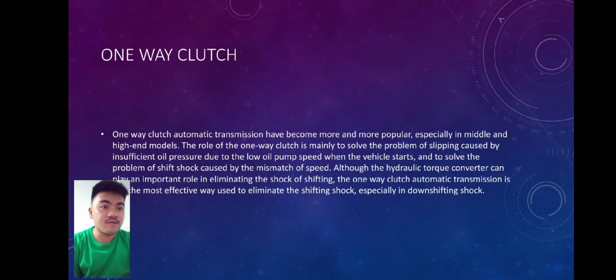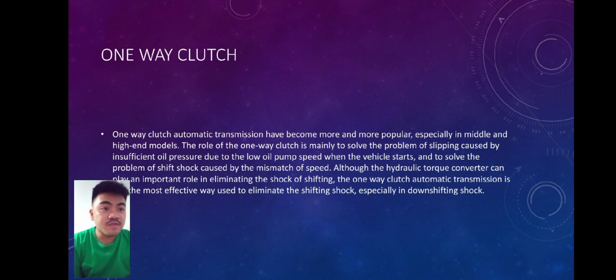One-way clutch. One-way clutch automatic transmissions have become more and more popular, especially in middle and high-end models. The role of the one-way clutch is mainly to solve the problem of slipping caused by insufficient oil pressure due to the low oil pump speed when the vehicle starts, and to solve the problem of shift shock caused by a mismatch of speed. Although the hydraulic torque converter can play an important role in eliminating the shock of shifting, the one-way clutch automatic transmission is still the most effective way to eliminate the shifting shock, especially in downshifting shock.